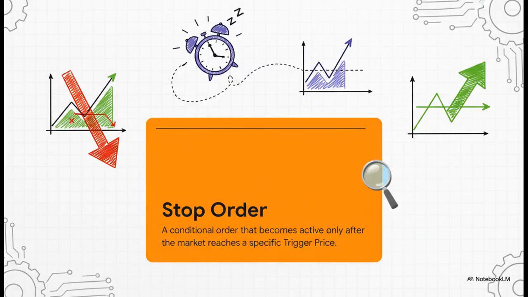And last but definitely not least, the stop order. This is probably the most important tool in your automated toolbox. Think of it as a sleeping order. It just sits there, waiting, and it only wakes up and becomes a live order when the market hits a specific price you've set. Now, everyone knows it's amazing for cutting your losses automatically, your safety net. But you can also use it offensively to enter a trade on a breakout, telling your bot to hop on a trend as soon as it starts moving.